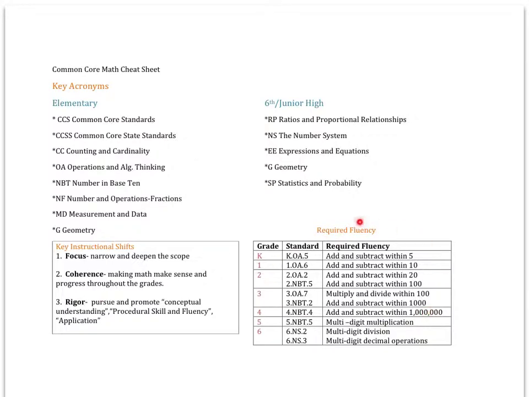Lower right-hand corner, we have the required fluency. So let's say fourth grade. Fourth graders at the end of the year, Common Core expects these fourth graders to be able to add and subtract within a million and do it fluently.